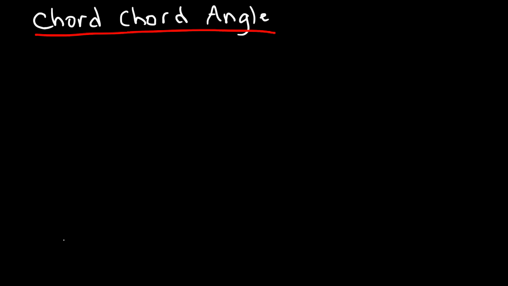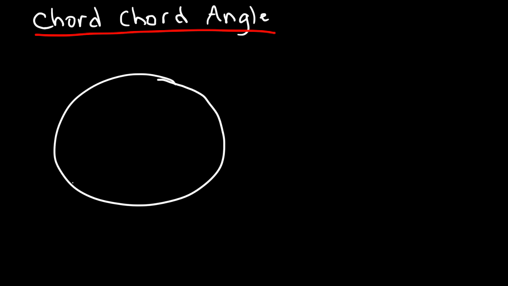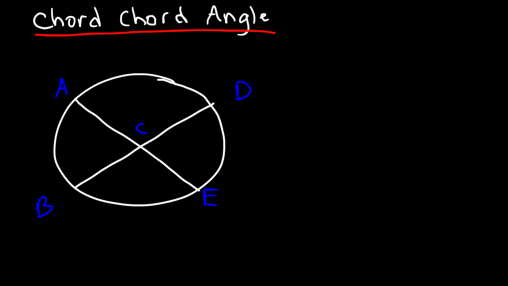Next up, we have the chord angle. So this particular angle is formed from the intersection of two chords. So let me draw a picture. So here we have a circle, and here's one chord, and here is the other chord. So let's call this A, B, C, D, and E. So angle ACB and DCE are congruent because they're vertical angles, and vertical angles are congruent.